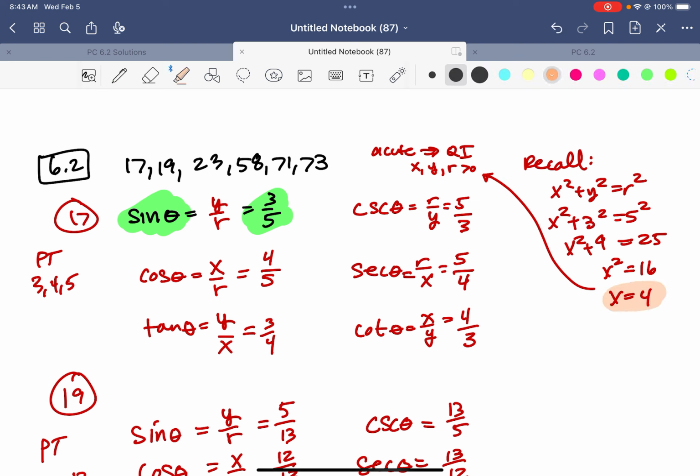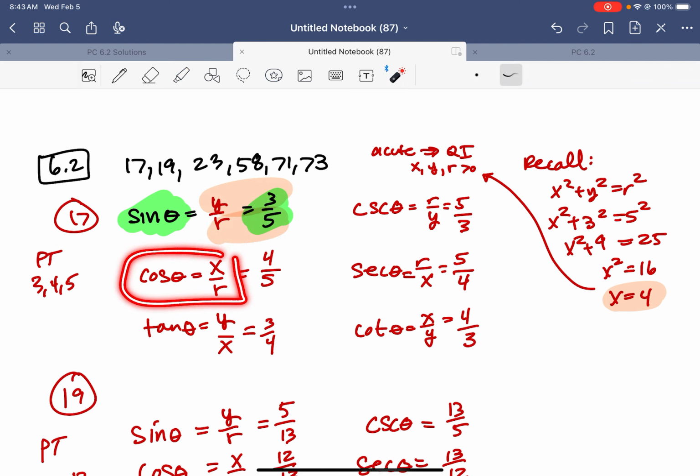So if x is 4 and y is 3 and r is 5, then I can just fill in all of these. Cosine is x over r. Tangent is y over x. And then if I know sine, I get cosecant for free because I remember that s goes with c. So 3/5 turns into 5/3 for cosecant because they are inverses, multiplicative inverses, or reciprocals. Cosine, if it's 4/5, turns into 5/4 for secant, again because c goes with s. And then cotangent is just 4/3 because tangent is 3/4.